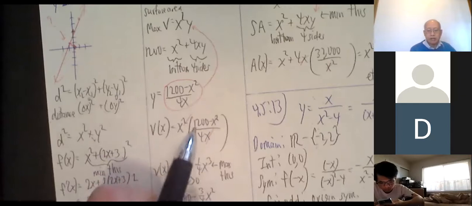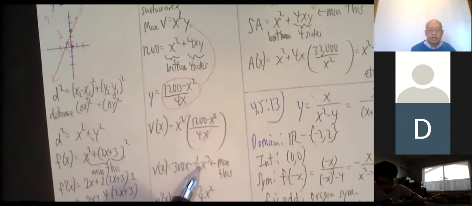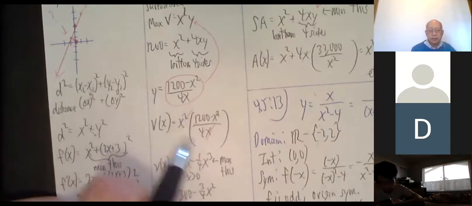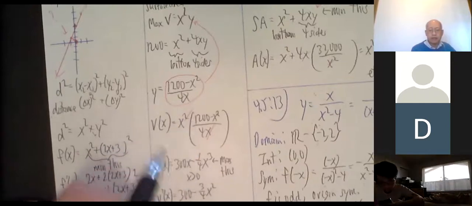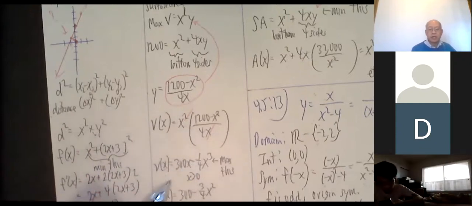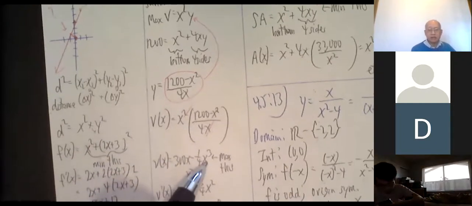Okay, and then I distribute it. So I'm going to have 300x minus 1/4 x cubed, and I'm trying to maximize this quantity this time, right? So cancel that. 4's on the bottom. 1200 over 4 is 300. 300x, and then 1/4 x cubed, and you want to maximize that volume. Okay, so I'll show you that tomorrow since I'm just about out of time.